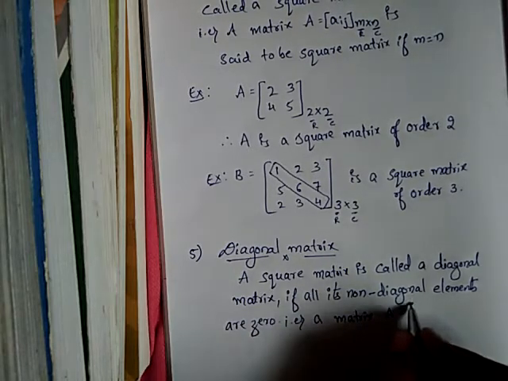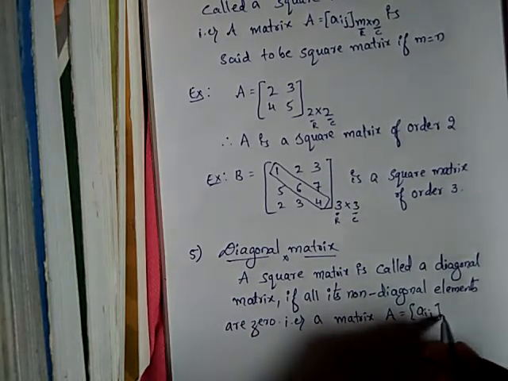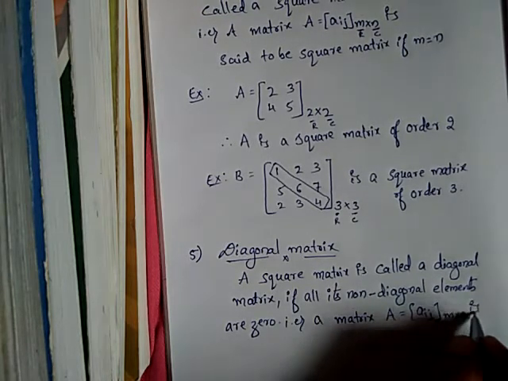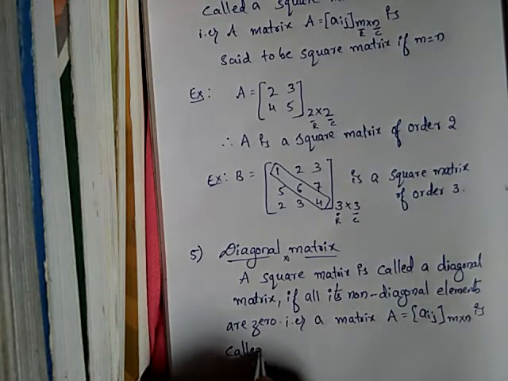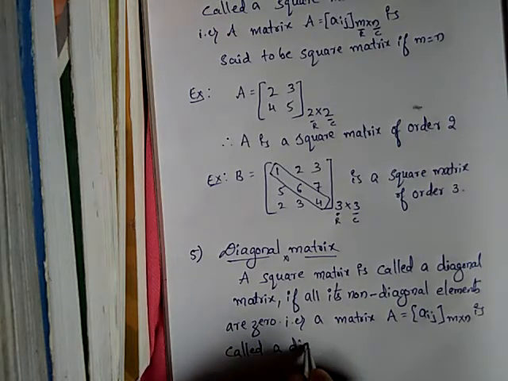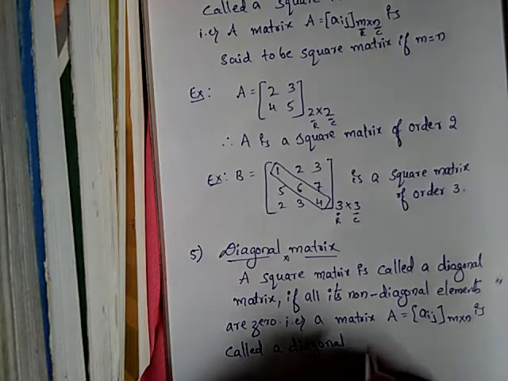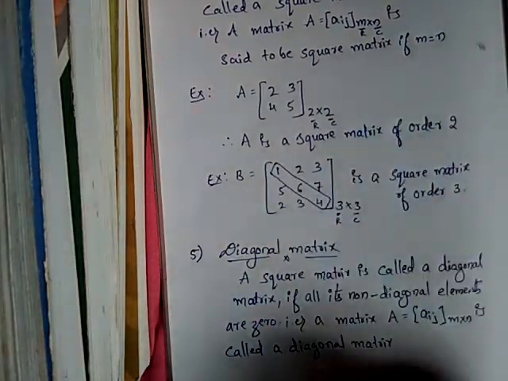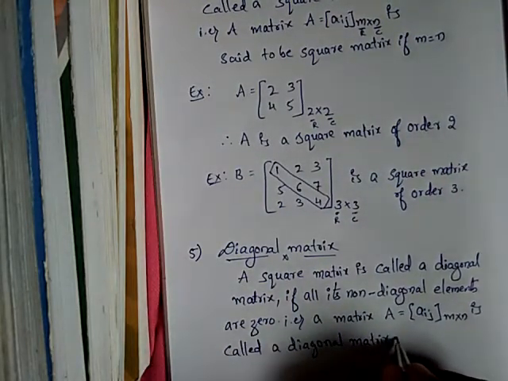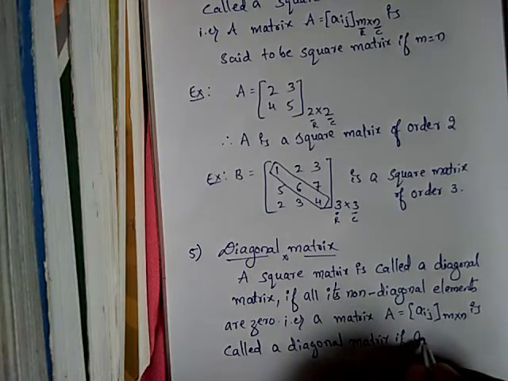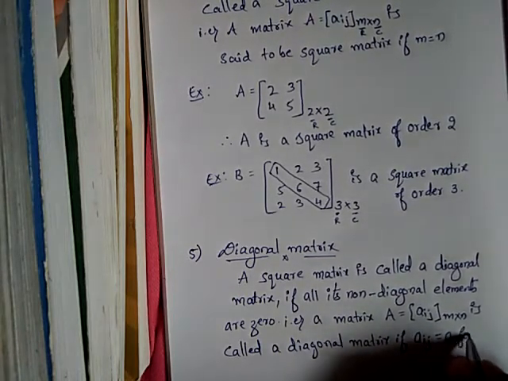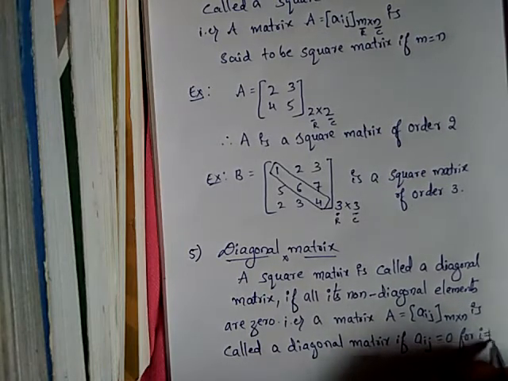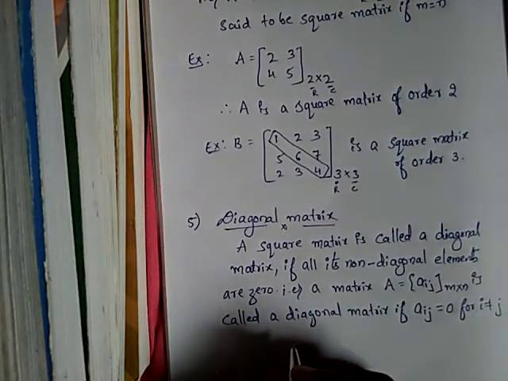That is, you can say that a matrix A is equal to A_ij of order m by n is called a diagonal matrix if A_ij is equal to 0 for i is not equal to j.